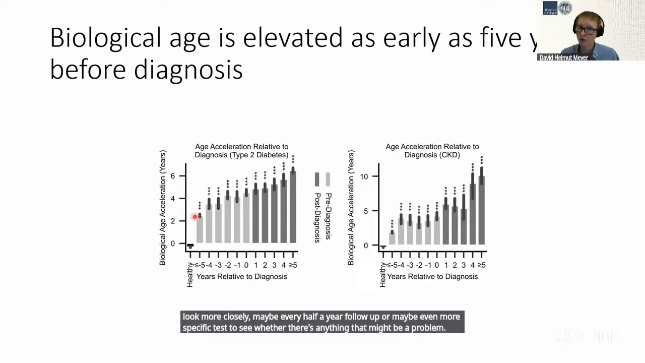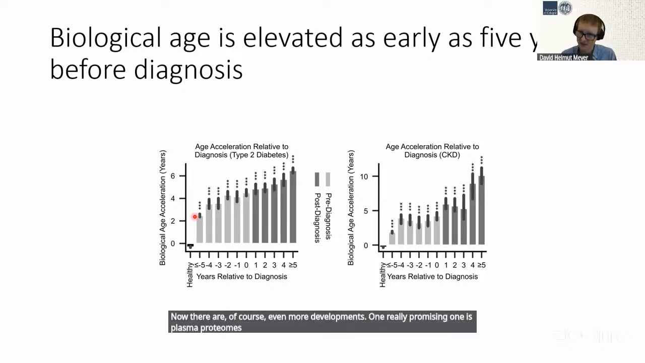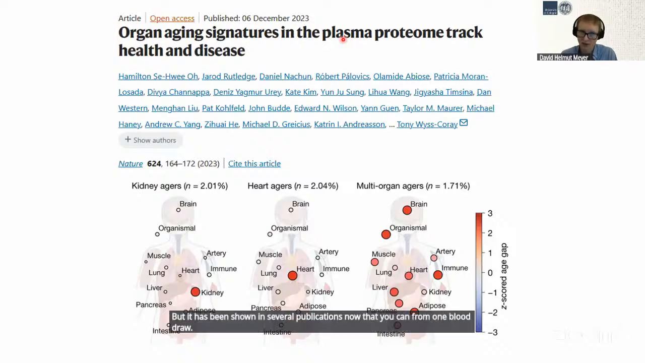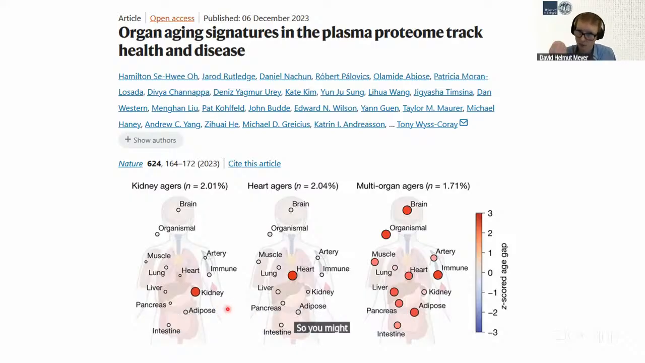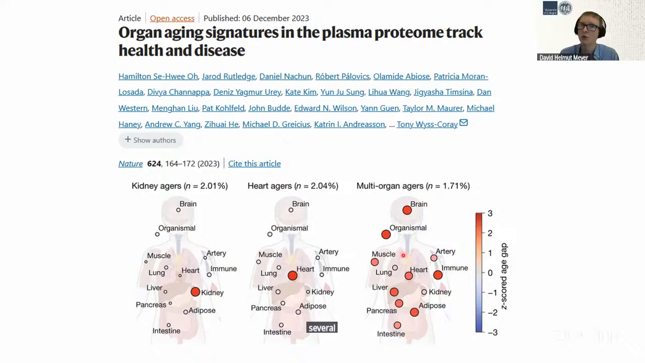Now, there are, of course, even more developments. One really promising one is plasma proteomes. This is really expensive, but it has been shown in several publications now that you can, from one blood draw, identify proteins that are associated with different organs. So you might, with one blood draw, be able to identify whether your kidneys are older than they should be, or your heart, or whether several organs are too old.